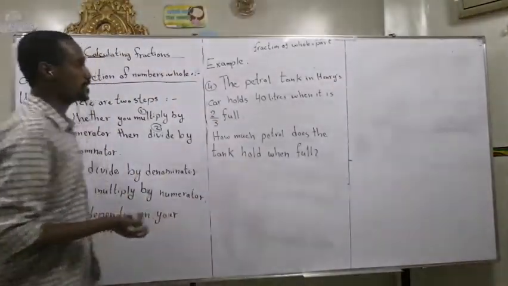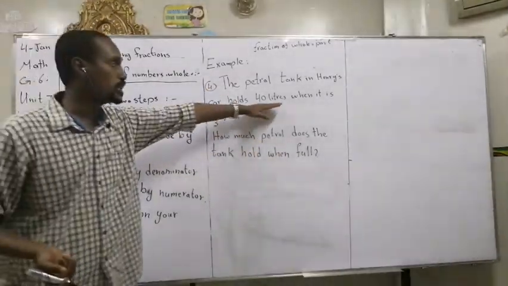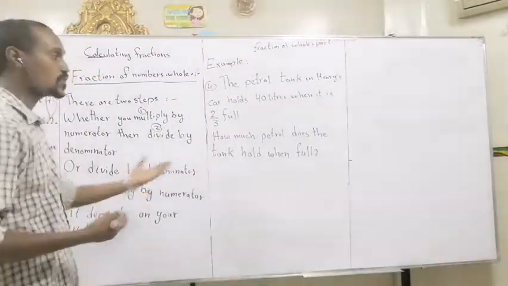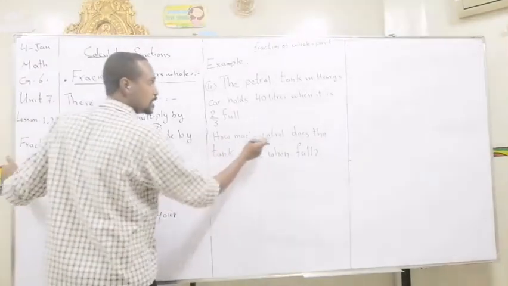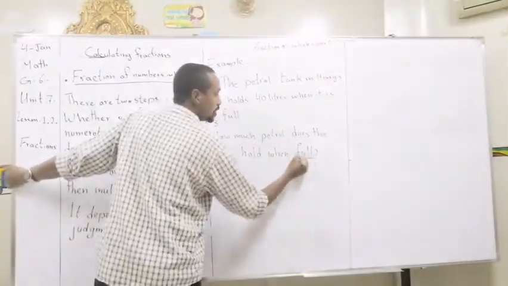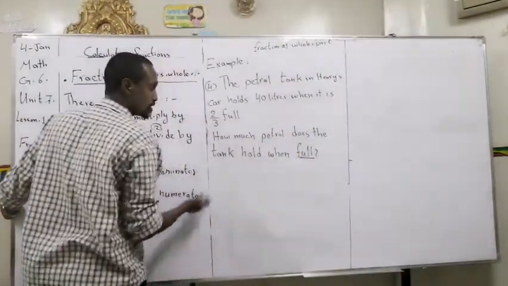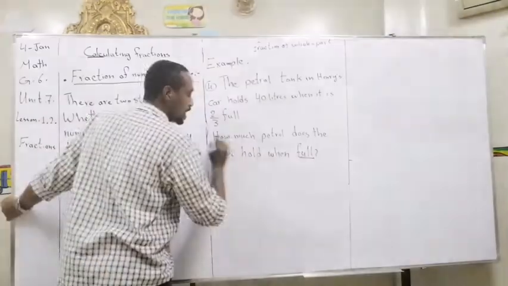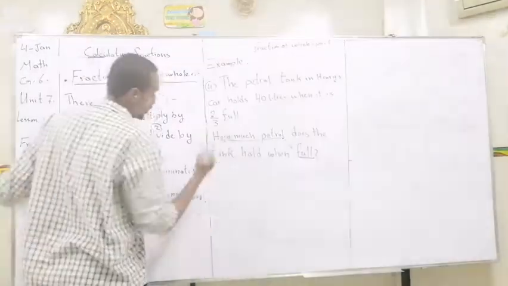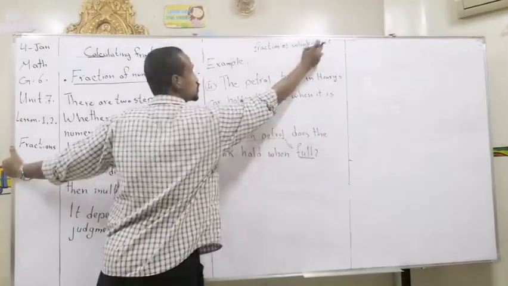You didn't understand something? Maybe. If you understood it, what did they give us? 40 liters. Is it whole or part according to the question? If you're still confused, let's read the question. How much petrol does the tank hold when full? Whenever I say full, does it refer to whole or part? They want what? They want when full. How much petrol? The tank when it's full. Full means always whole. That means 40 liters refers to part.